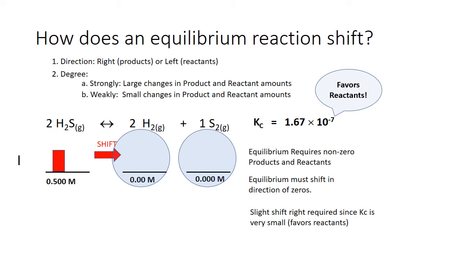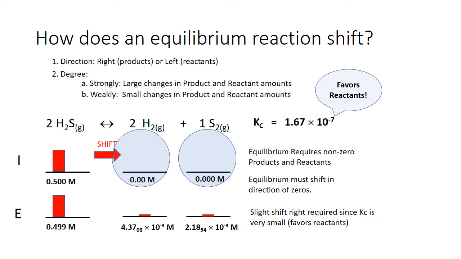In subsequent lessons, we'll look at how one actually determines the equilibrium levels, but let's just skip ahead to the answers. Once equilibrium has been reached, we find that 0.499 molar, hardly a change at all, of the H2S is there at equilibrium. Only a small amount of the H2S has been converted into products. The product amount, the hydrogen gas amount at equilibrium, is 4.37 times 10 to the minus 3rd molar. A very small amount of H2 is present at equilibrium, and an even smaller amount of S2 is present at equilibrium, 2.18 times 10 to the minus 3.